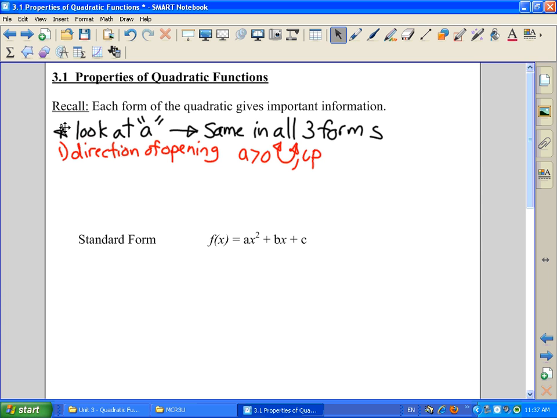And if a is less than 0, it's going to open down. You love my parabolas, aren't they cute? All right. That's one thing a does. The next thing a does that helped us in the warm-up with the graphing is it indicates the step pattern. So the second thing a does is the step pattern.